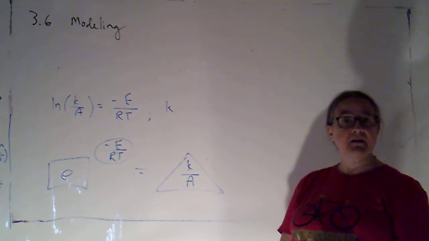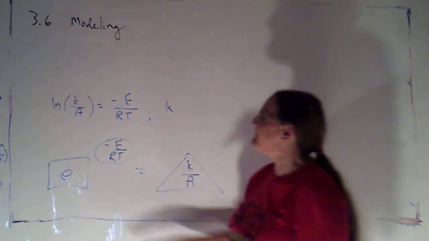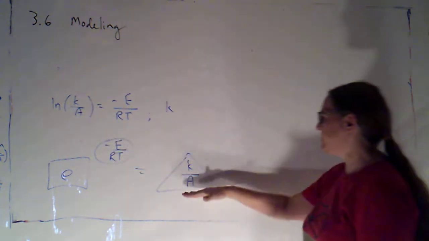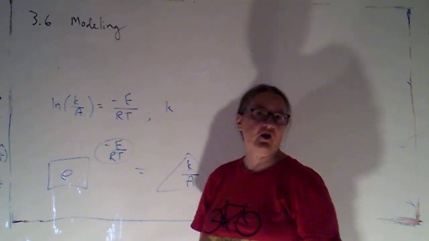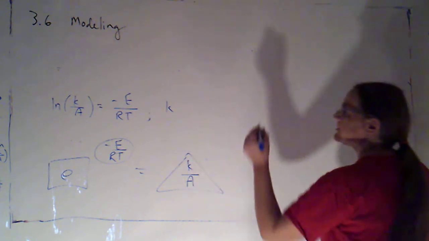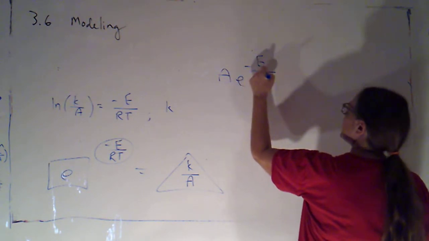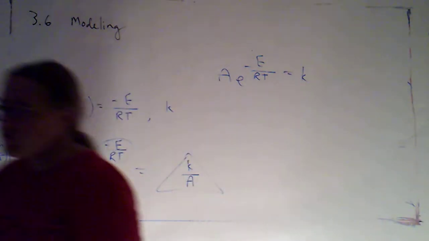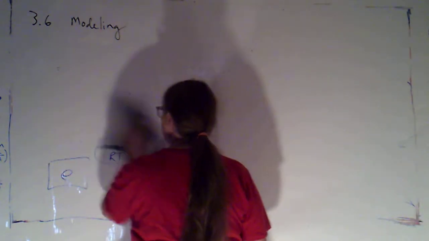Notice this is equivalent to just taking e and raising it to both sides. If I were to take e to the natural log of k over a, the exponential function and the log would undo each other and I'd get k over a, and then on the other side I'd get e to the negative E over RT. So there are two ways you can think about that step. Now if I wanted to solve for k, I would just multiply by a. So a e to the negative E over RT is equal to k. Excellent. So that's just rearranging an equation that's given to solve for a particular variable.